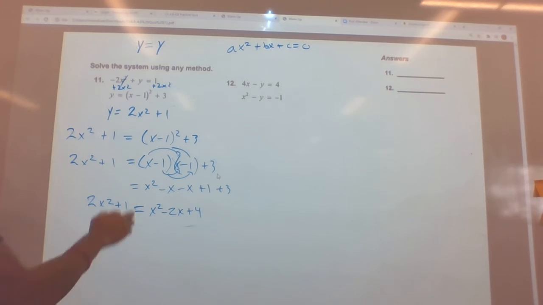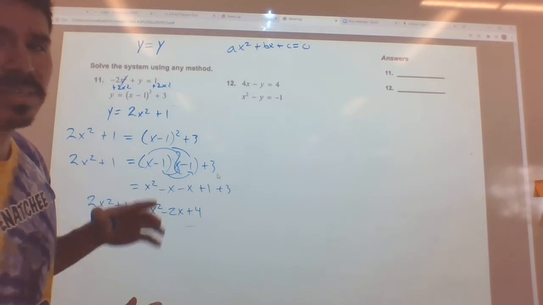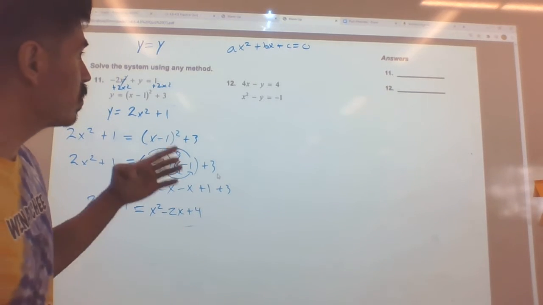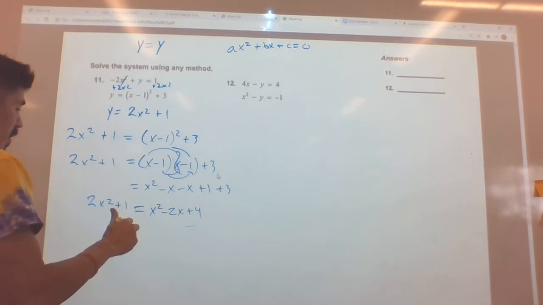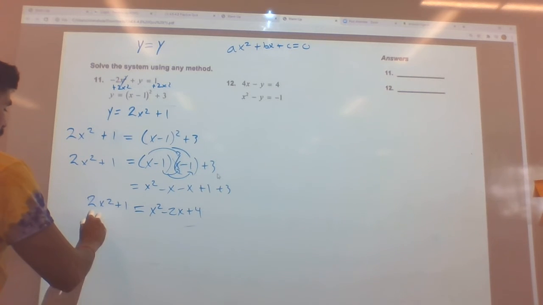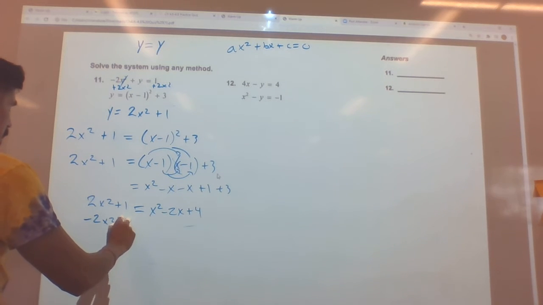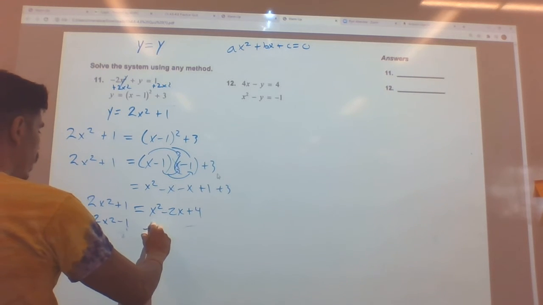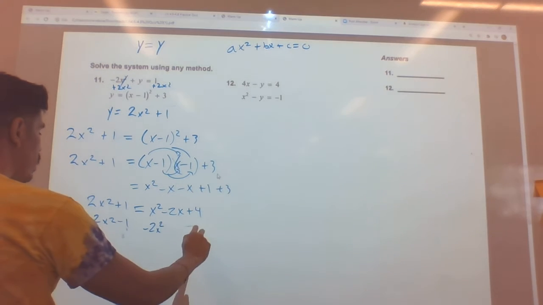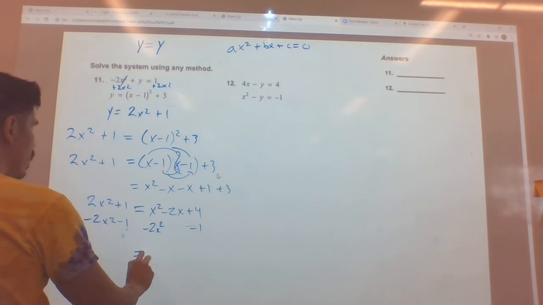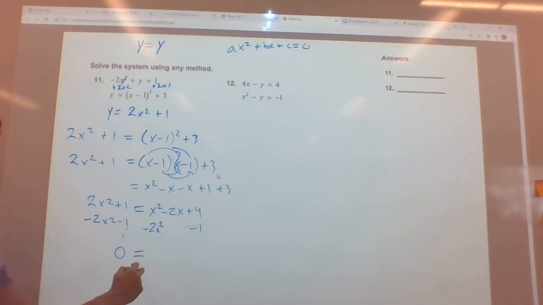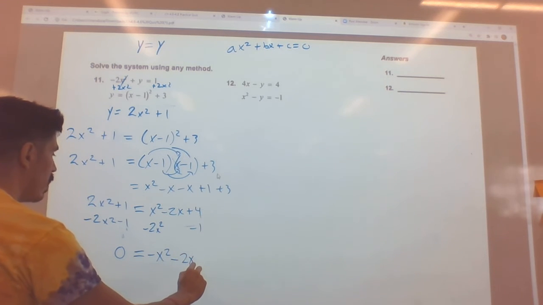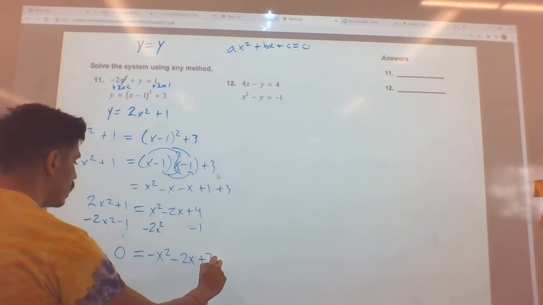Okay. So once we're there, then we got to decide if we're going to take the root, if we're going to use the quadratic formula, if we're going to complete the square, all those things. But first we got to be in standard form. So what I'm going to do is move this over here. I'm going to subtract both sides by 2x squared, and subtract by 1. So minus 2x squared there, and then minus 1 over here. So then I get 0 equals negative x squared minus 2x plus 3.